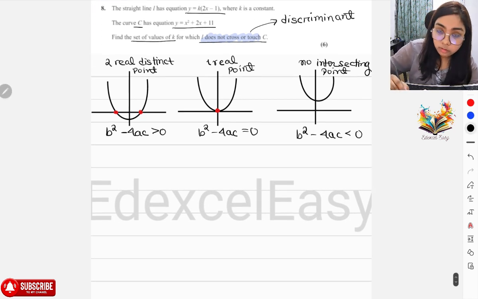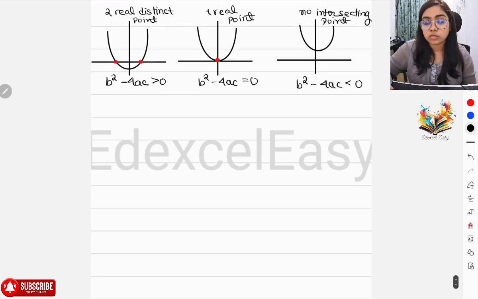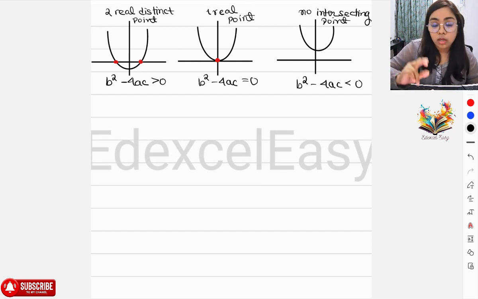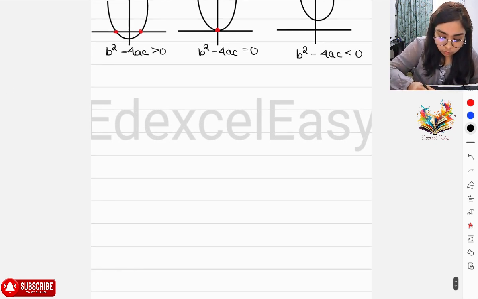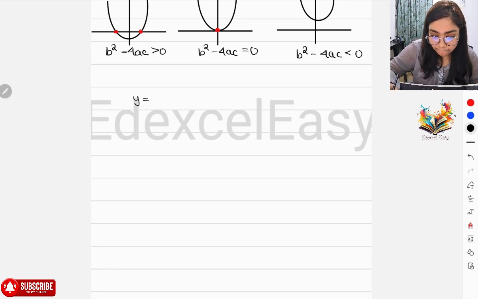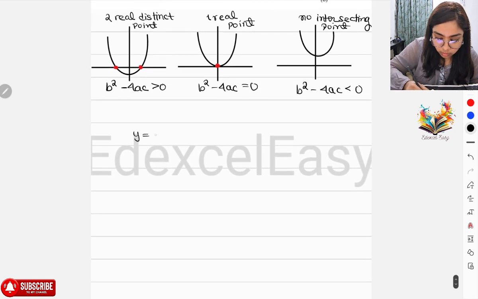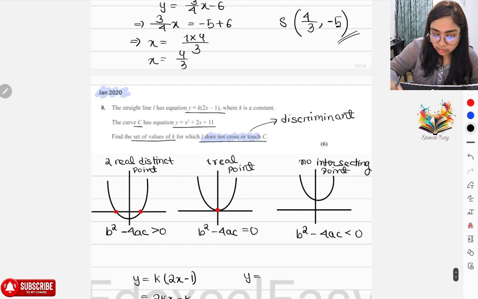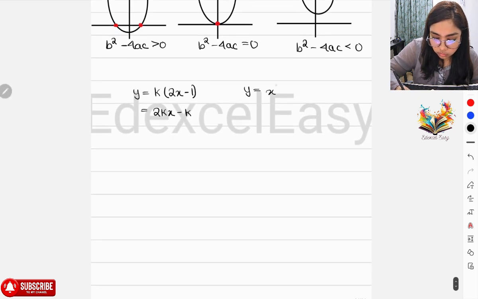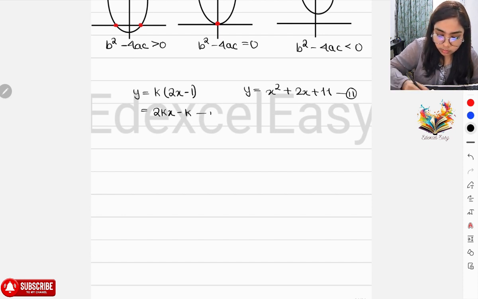Even though they do not intersect, you would still do the calculations with y equals y, substituting the two equations together. The first equation was y equals k(2x minus 1). Let me simplify it, which will be 2kx minus k. This was your first equation. And the second equation is y equals x squared plus 2x plus 11. This is your second equation.